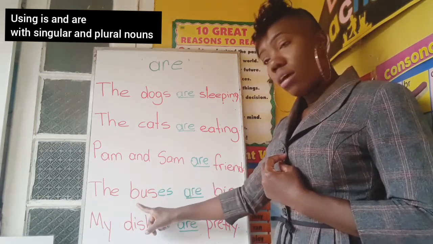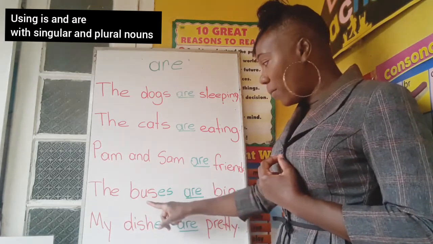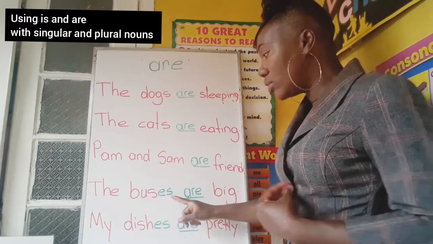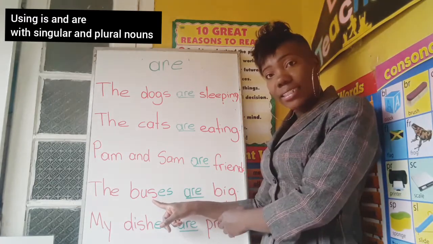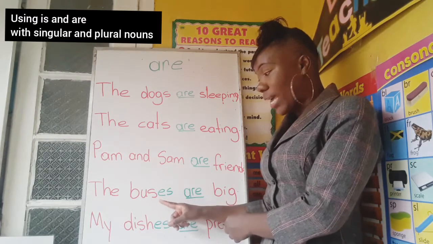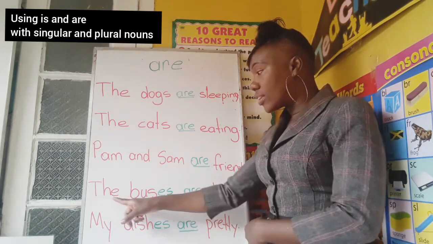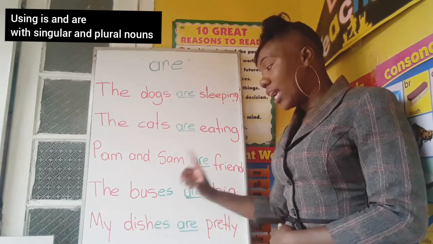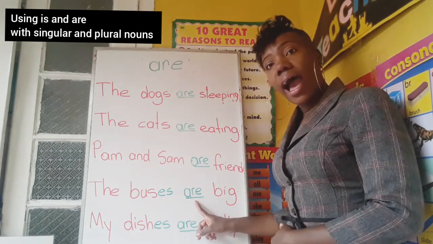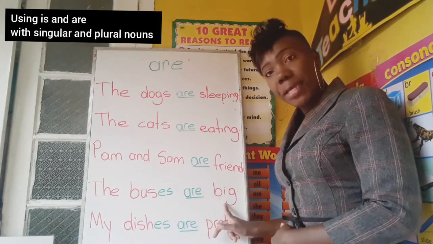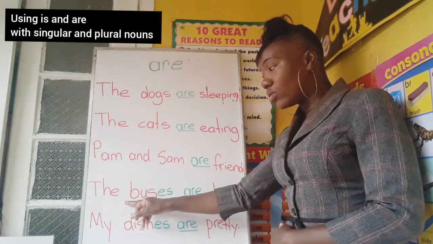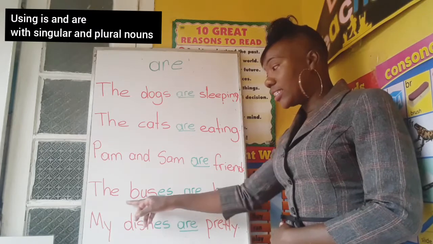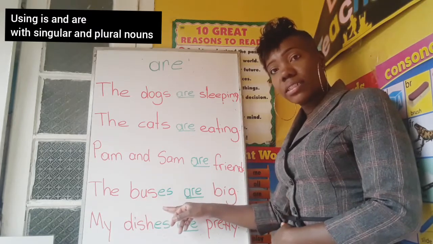The buses. So remember, we pluralize some nouns by adding es. Because this noun ends with an s, we pluralize it by adding es. So the buses, and what do we use? Are big. So we use are when the nouns are plural. And this is more than one. Buses. So it's plural.